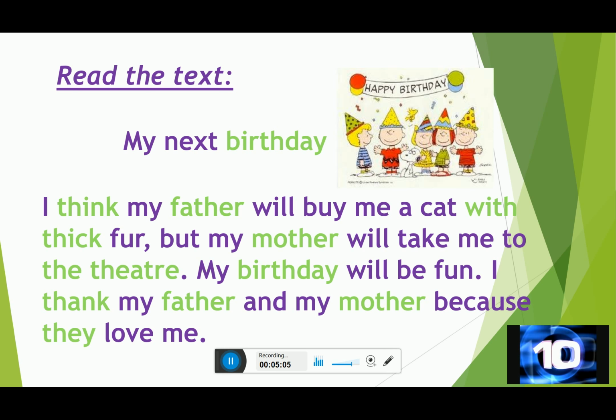Okay, I will read it again. My next birthday, I think my father will buy me a cat with thick fur, but my mother will take me to the theater. My birthday will be fun. I thank my father and my mother because they love me. Now we read it once. You're going to have 10 seconds to read it by yourself. So let's start.